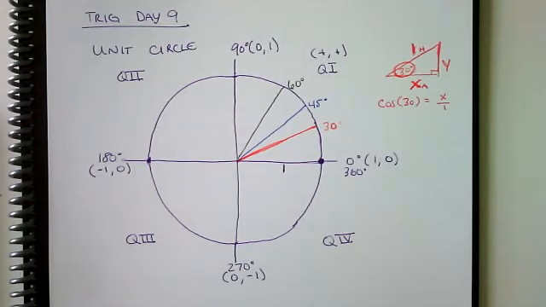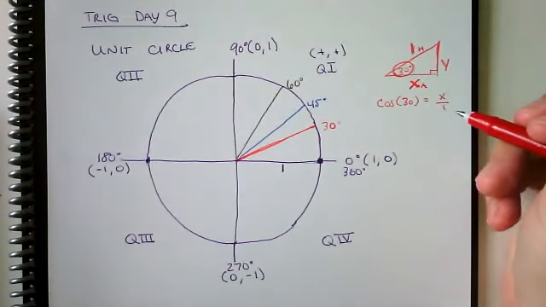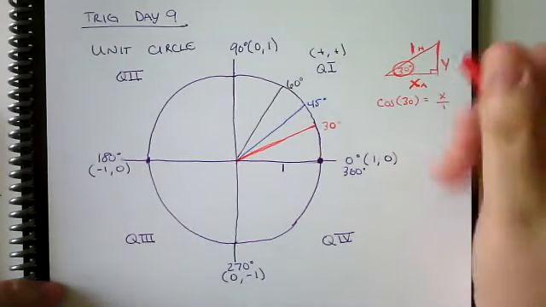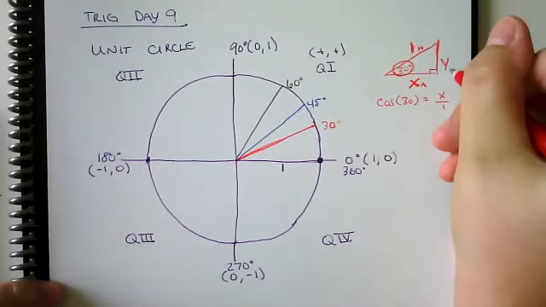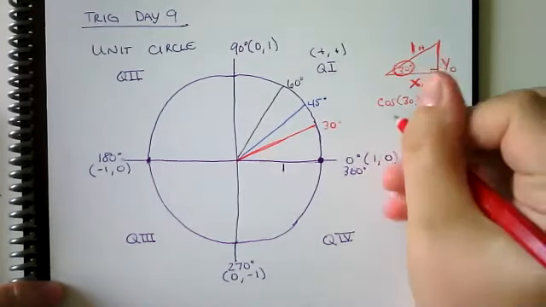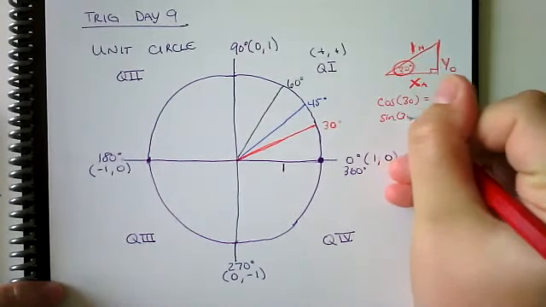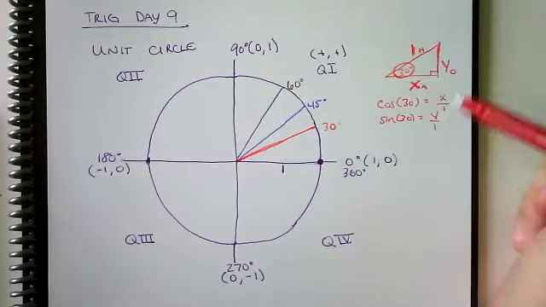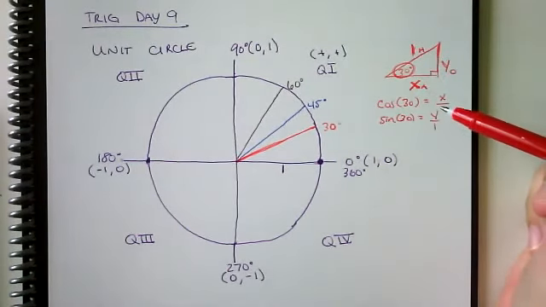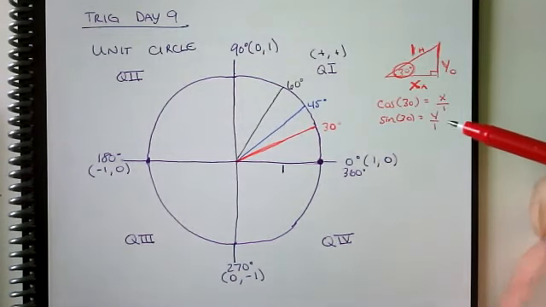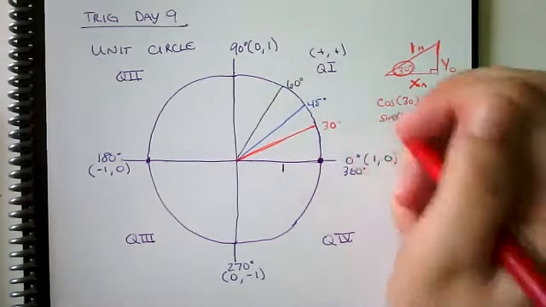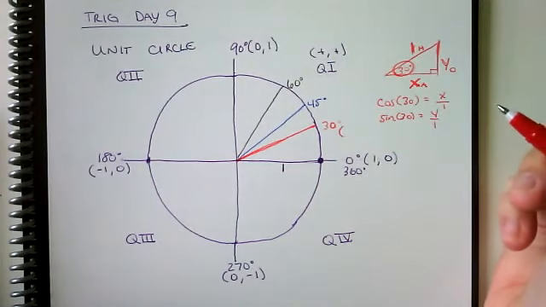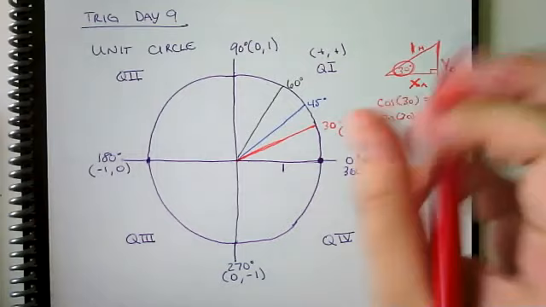X over 1 is just x, right? Anything divided by 1 is just itself. So the cosine of 30 is equal to x. Then if I want to find y, that's my opposite side, right? So that would be sine of 30 is equal to y over 1. If this is confusing for you, that's okay. I just wanted to show you where those numbers are coming from. We're going to talk more about what these numbers mean. I can plug that into my calculator, but again, these are special right triangles.